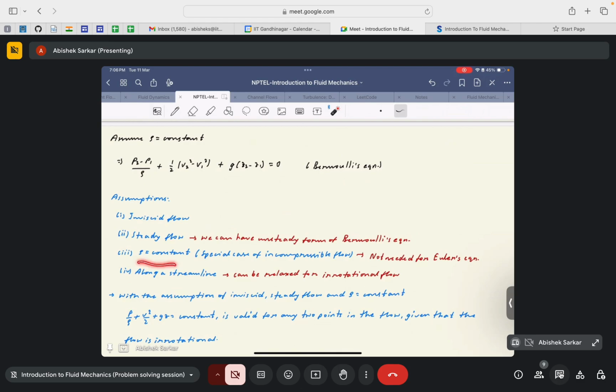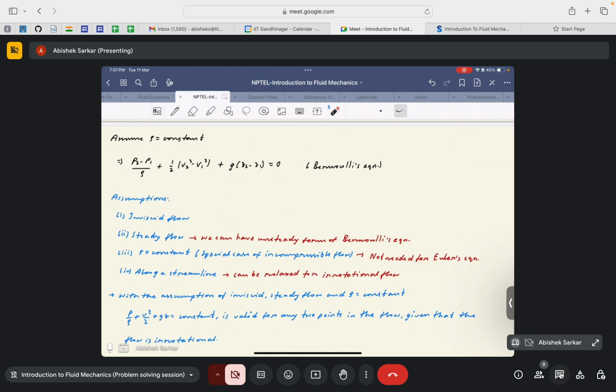Then rho is equal to constant, which is a very special case of the incompressible flow. But this rho equal to constant is not required for the Euler's equation of motion. Because the flow has to be incompressible, of course, in Euler's equation, but it does not require rho to be constant. You already dealt with that part where the flow is considered incompressible but rho is not constant. And finally, the flow has to be along a streamline.